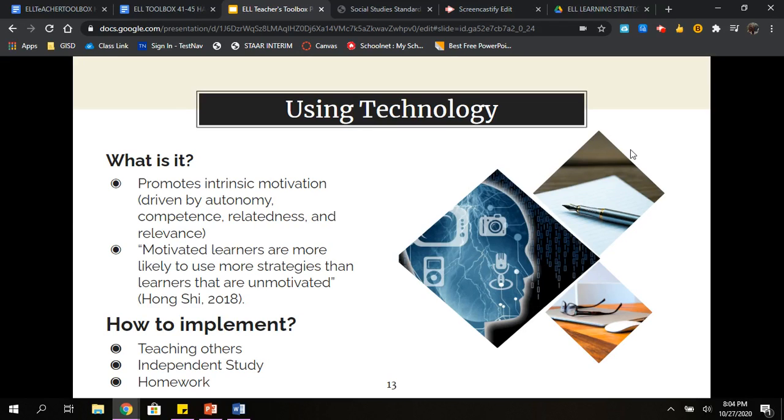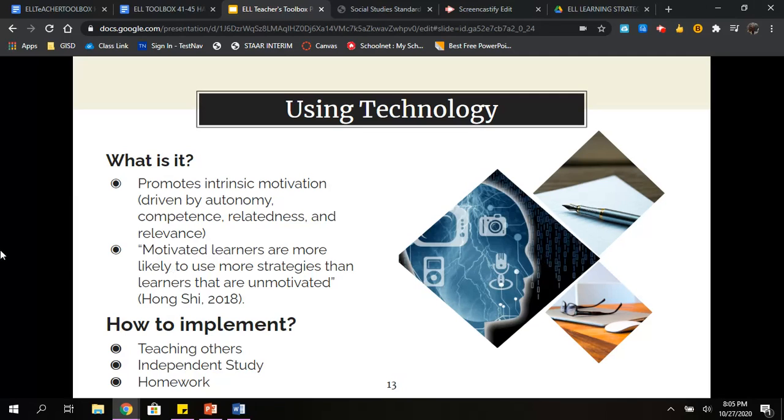Strategy 45 explores using technology. Using technology is a great way for educators to promote intrinsic motivation in English language learners. Intrinsic motivation is driven by 4 factors: autonomy, the amount of control a student has over a situation or how to complete an assignment; competence, or the feeling one has the ability to be successful; relatedness, so how much a student feels connected to others when completing it; and relevance, how interesting or useful and present the assignment is to students' lives.